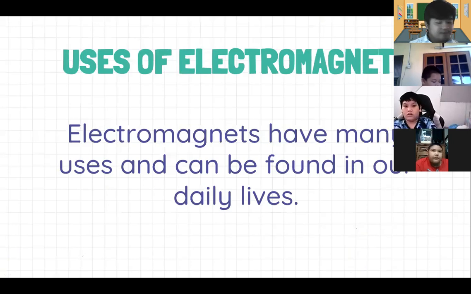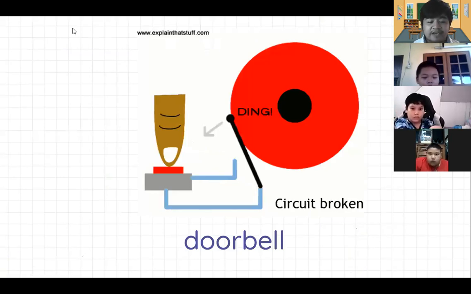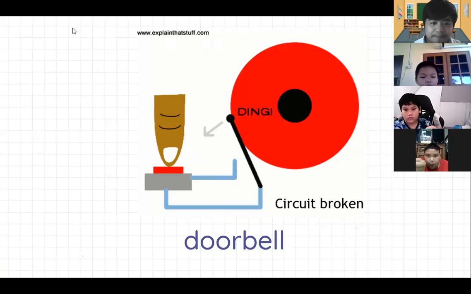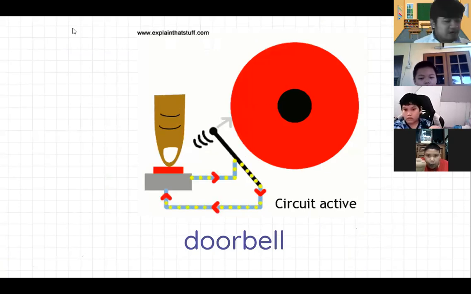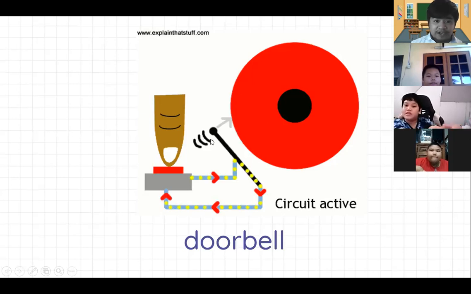All right, so why do we need electromagnets? All right, so electromagnets have many uses and can be found in our daily lives, such as doorbell. So when you ring the doorbell, we are actually using electromagnets, okay? So look here.